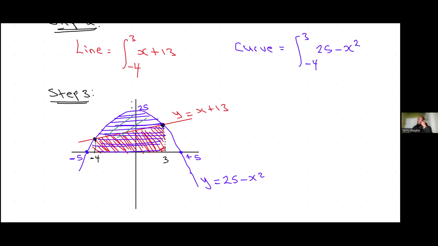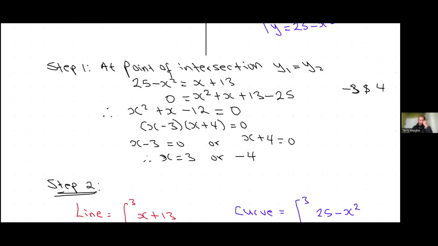So what do you do? In order for me to get that green part, I have to integrate the blue one, which is giving me everything, minus the red one, which is going to give me only this part here. So I'm going to integrate the whole curve, the purple one, sorry, get an answer. Then I'll integrate the red one, which is the line, get an answer, and it's going to give me the space that is here. Remember, I'm only interested in this space up here. Okay?